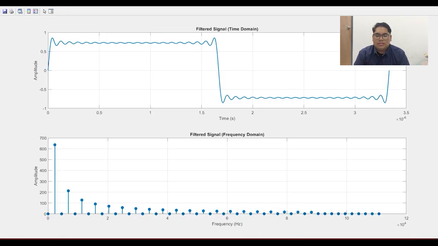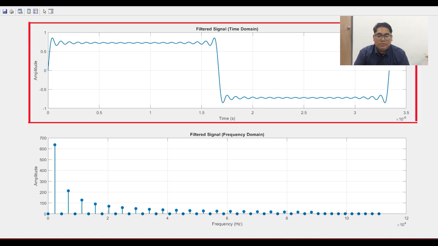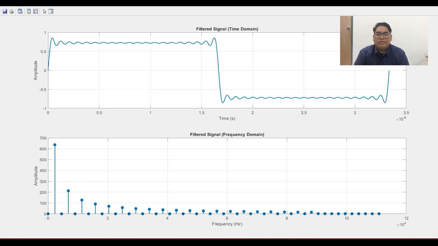And then we hit the run button, and the output signal will be displayed. The above is the filtered signal for time domain, and the below one is the filtered signal for frequency domain. So for time domain, the amplitude reaches 0.8 for the high state and negative 0.8 for the low state, and the sharp transition indicates a rapid change in amplitude, which means that the presence of high frequency components is available in the signal.